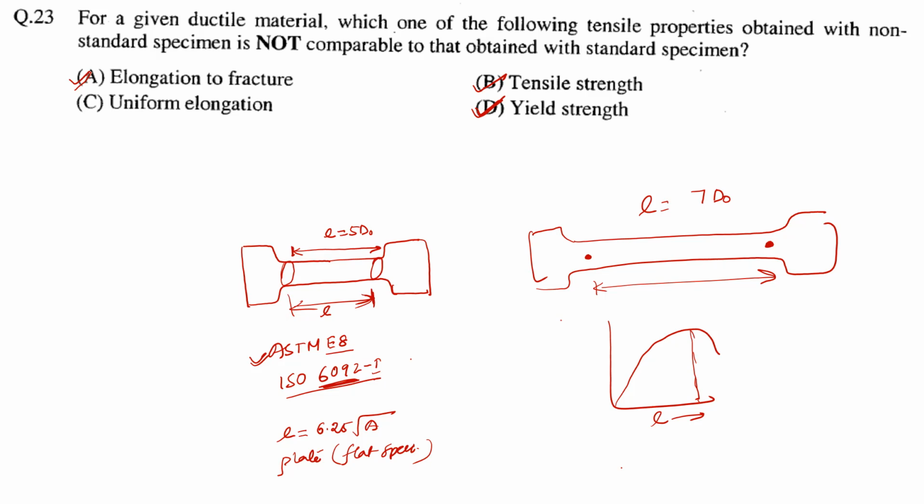Uniform elongation tells you the elongation up to your UTS. This part was for the fracture initially, and up to this UTS point is called the uniform elongation. Similarly, the uniform elongation can also be different. That's why A and C both are the correct options, guys. I think the marks were given to all for this question number 23.